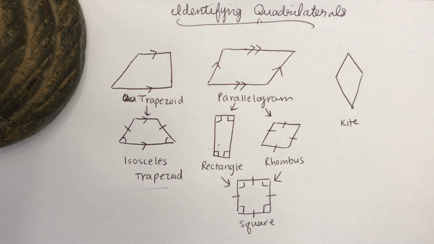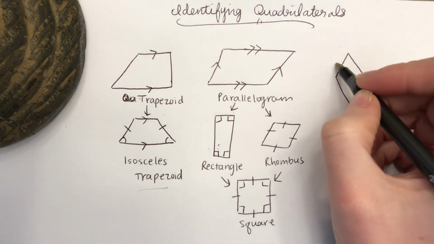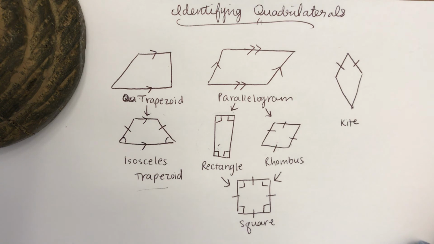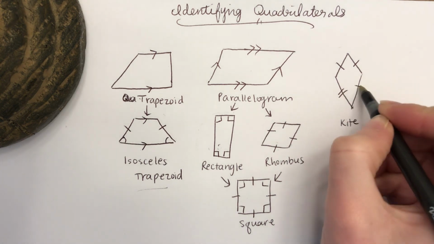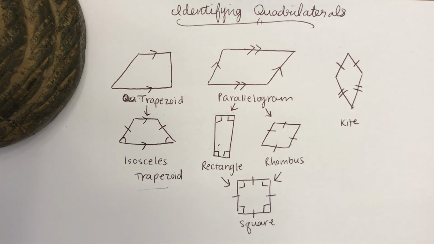And then the last shape we're going to look at is a kite. For a kite, you have to know that its consecutive sides are congruent. So both pairs of consecutive sides are congruent.